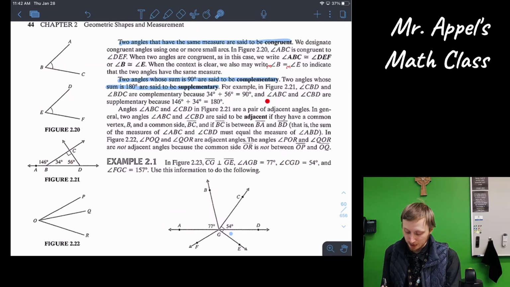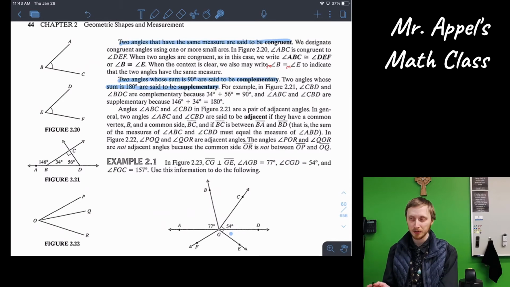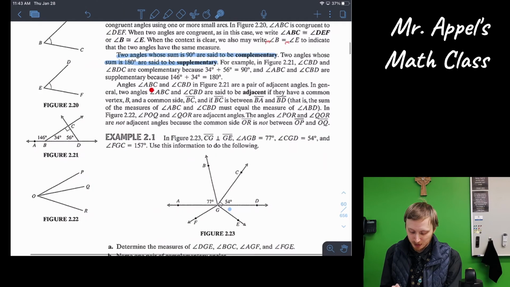degrees. And angle ABC and angle CBD, ABC, so this one out here, and DBC inside here, are supplementary because 146 plus 34 equals 180 degrees. Angles ABC and CBD in figure 221 are a pair of adjacent angles.